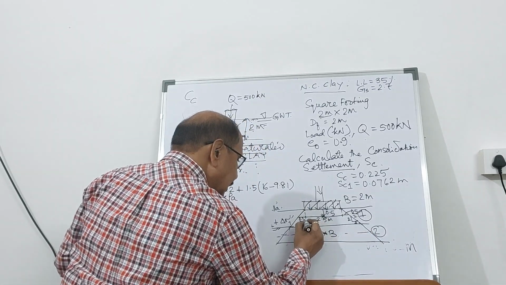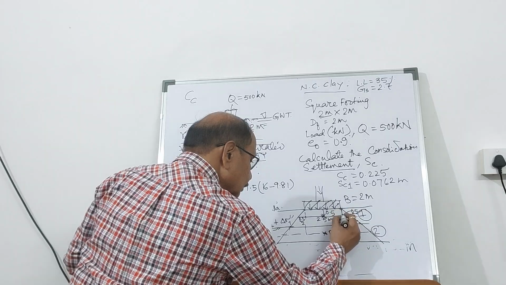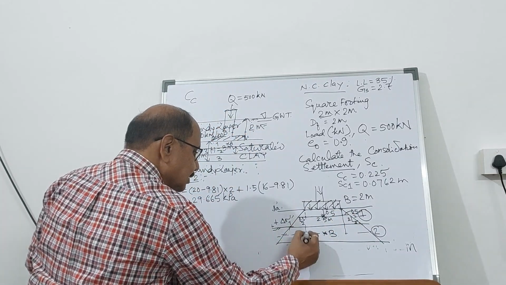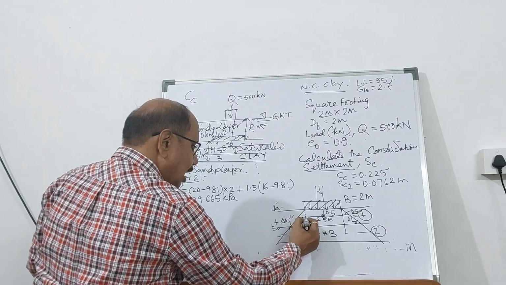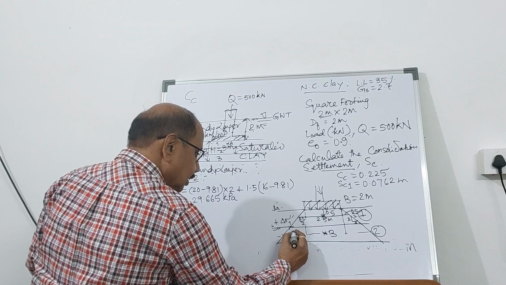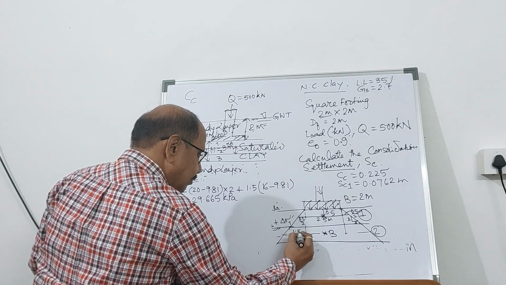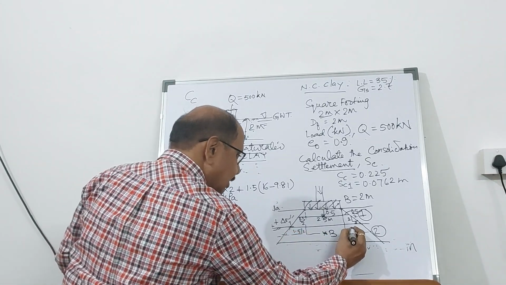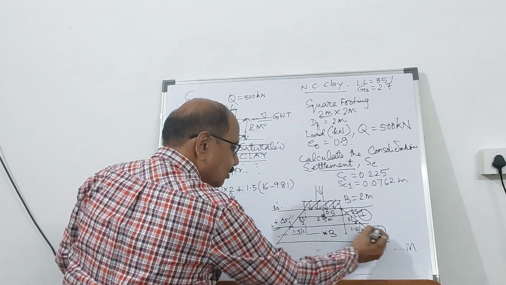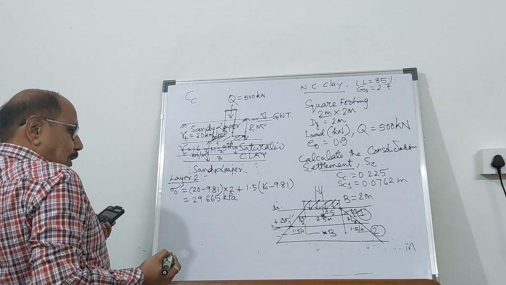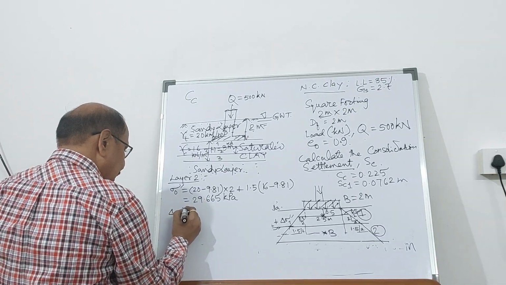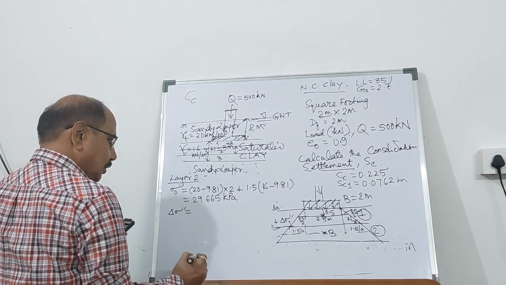So this is 2 meter, width of the footing, and this vertical dimension is now 1 meter plus 0.5, so 1.5 meter. So this becomes 1.5 by 2, and this side also it becomes 1.5 by 2 for 2 vertical, 1 horizontal. That means we can now calculate the increase in effective pressure.